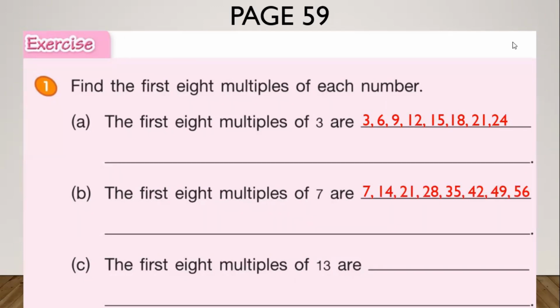Okay, let's look at the answer for letter C. The first 8 multiples of 13 are 13, 26, 39, 52, 65, 78, 91, and 104. Okay, let's move on to number 2.